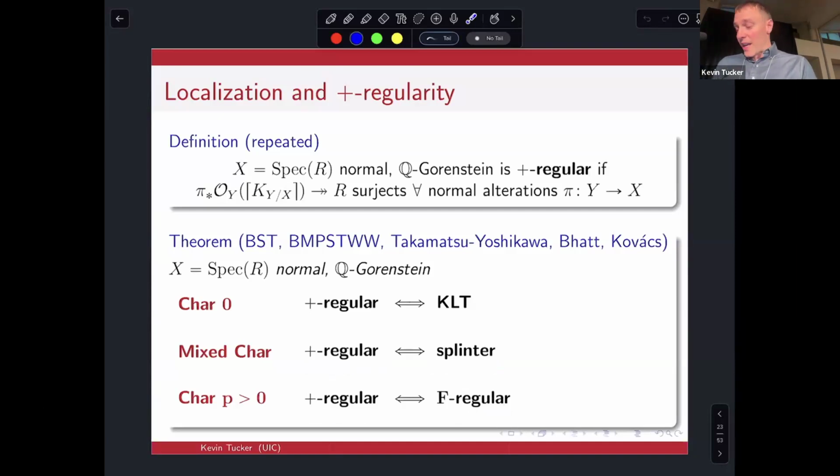So the nice thing is that now I have a uniform definition, if you like, of all of these three different singularity classes. And it's really that uniform definition that allows for the localization statement. Because I have these surjections for all alterations, I can take one in mixed characteristic that dominates a resolution after I localize or invert p, and that will give you that plus regular or splinter singularities localize to give you something which is KLT. All right, so I've listed a bunch of names here on this slide.